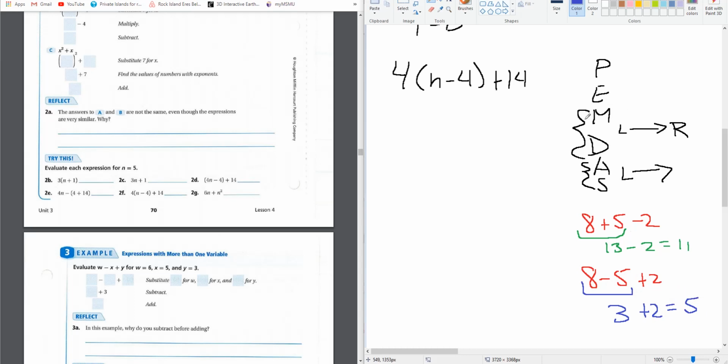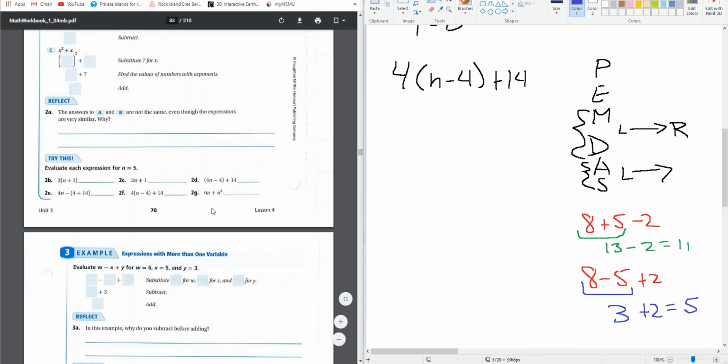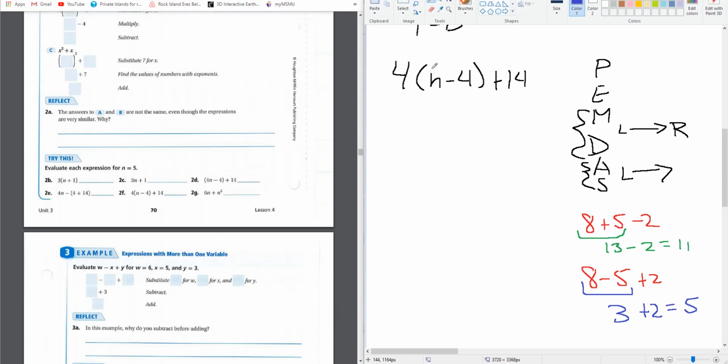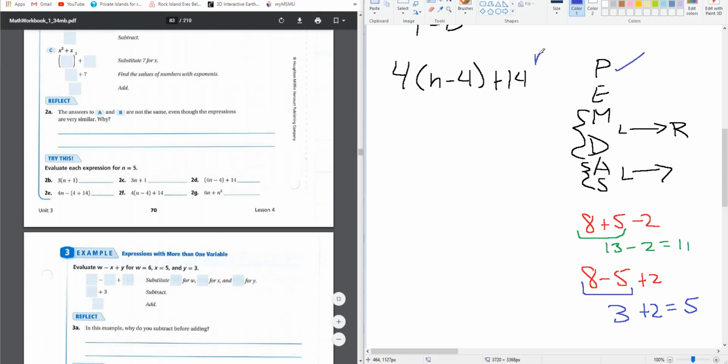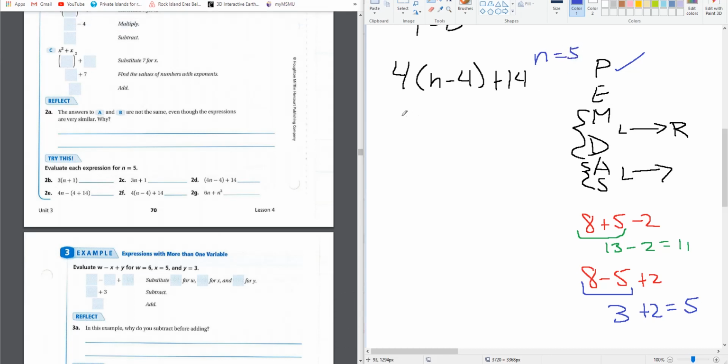And the same thing works for multiplication and division. You always just want to go left to right with these. Multiplication and division, left to right. Addition, subtraction, left to right. In this case, we don't have to deal with that, but it will happen in a couple of the problems, so you have to pay attention to that. But anyway, here, back to this. We're going to go through our PEMDAS. So P, parenthesis. Yes, we have parenthesis. They said that n equals 5. So I'm going to replace n with 5.